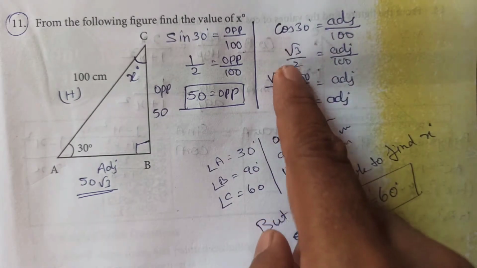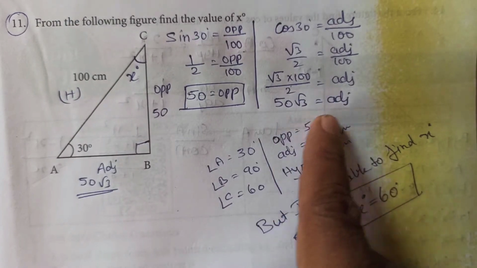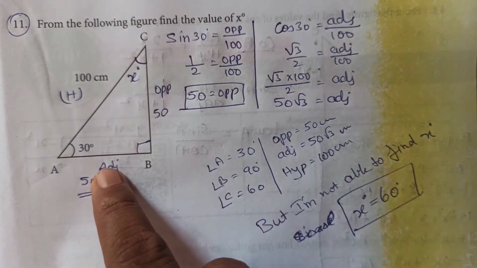Again cos 30, we find adjacent by 100. So cos 30 is root 3 by 2. So we find adjacent side also. So now we get both the sides.